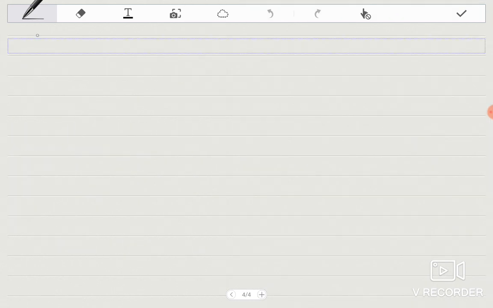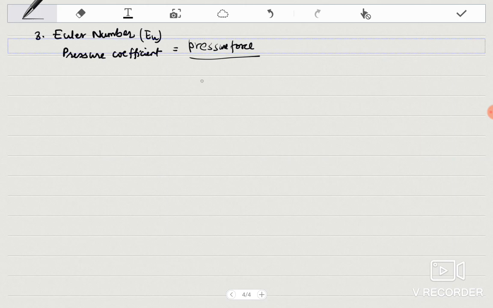Likewise, you can derive the Euler number. This Euler number is written as EU, also known as pressure coefficient, and this is the ratio of pressure force to inertia force. After certain calculations, as I did in Froude number and in Reynolds number, you come to an expression P upon rho V square. So this is the ratio of the pressure force to the dynamic force. It is important if the pressure force is a dominant force.